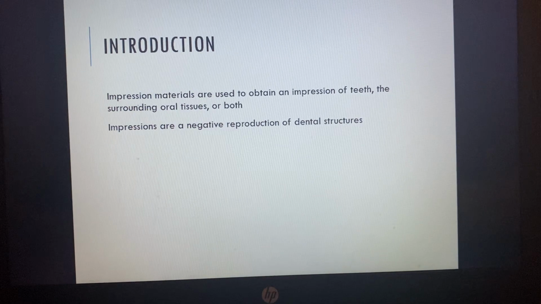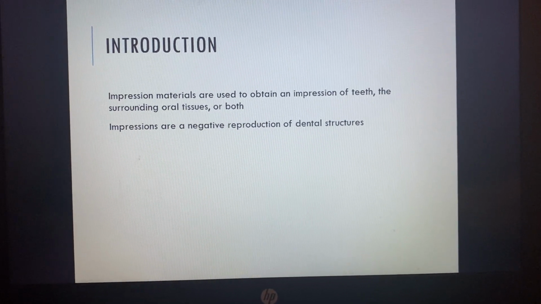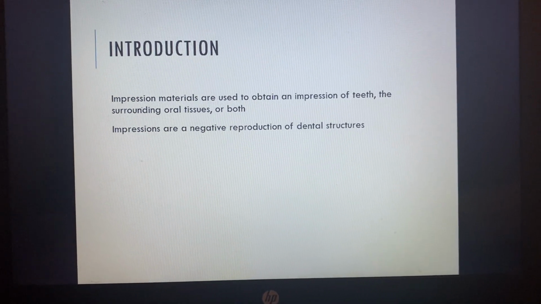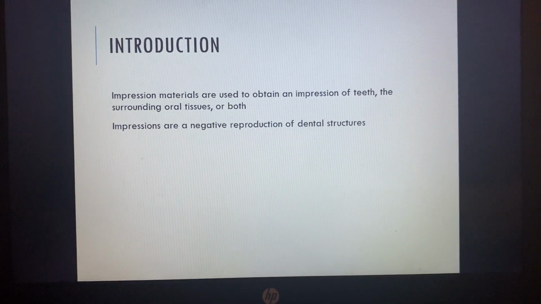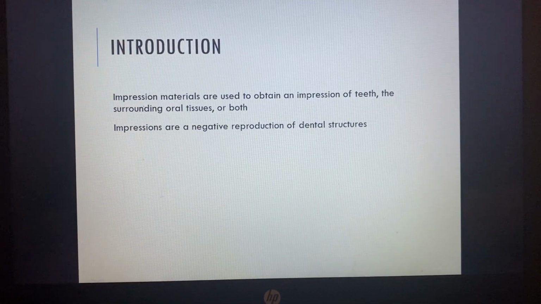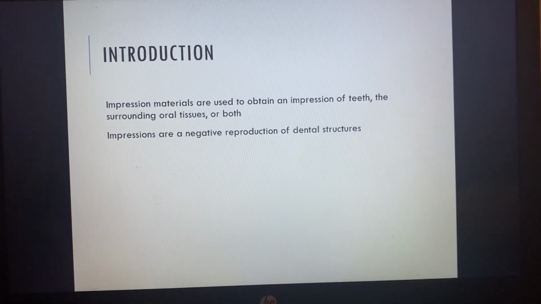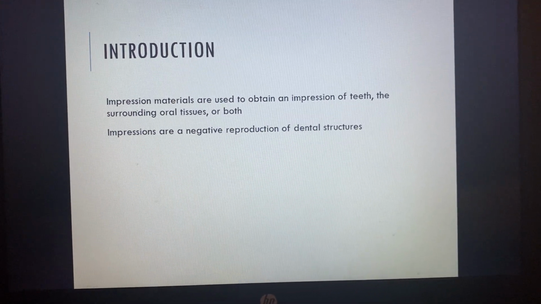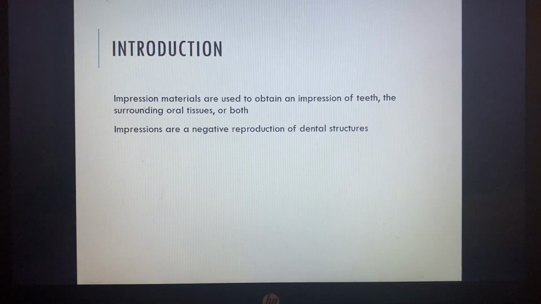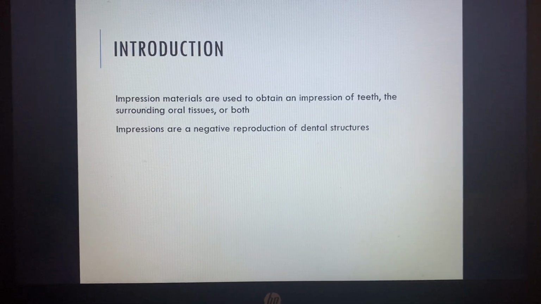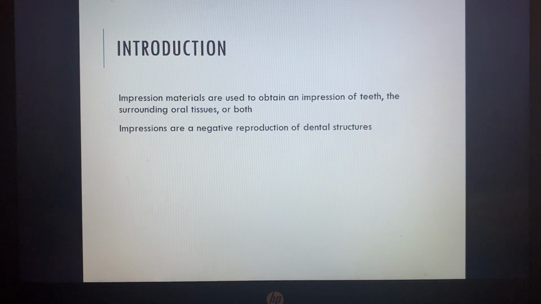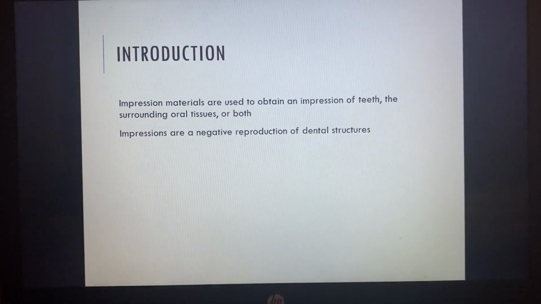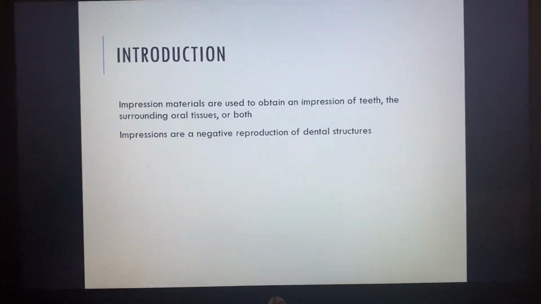But when you pour it up in stone, like how when we pour up our impressions, that model that you create is then considered a positive reproduction of dental structures. Okay, so my first question for you to record and put into the group discussion is, what is considered a positive reproduction of dental structures? And then your answer would be what? When you pour up impressions, the model you get from that will be your positive reproduction of dental structures. Okay.